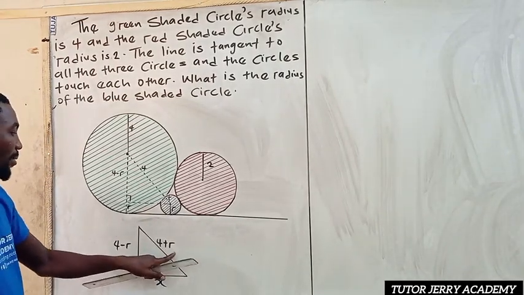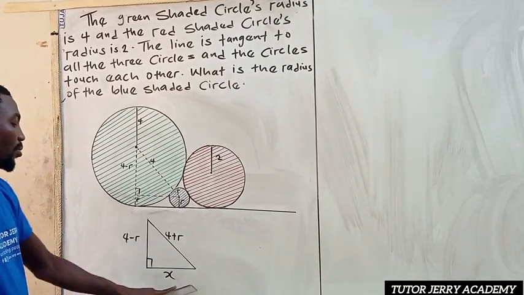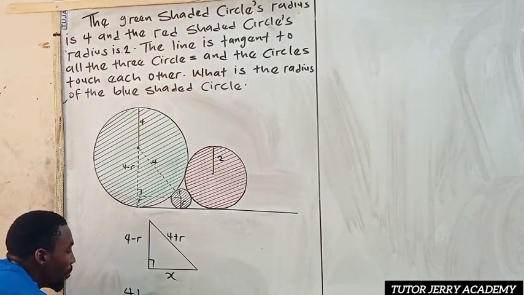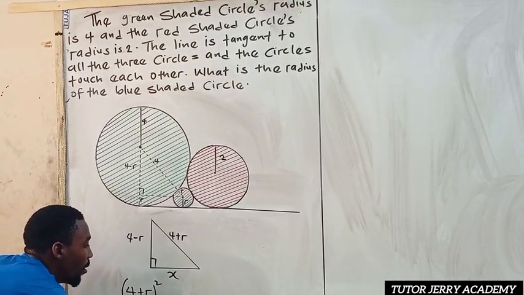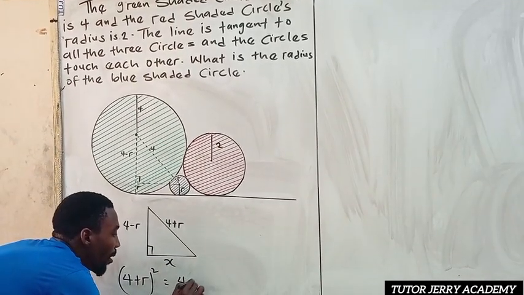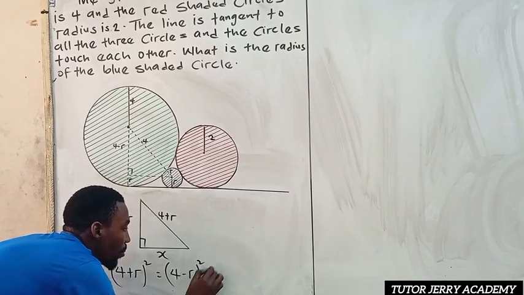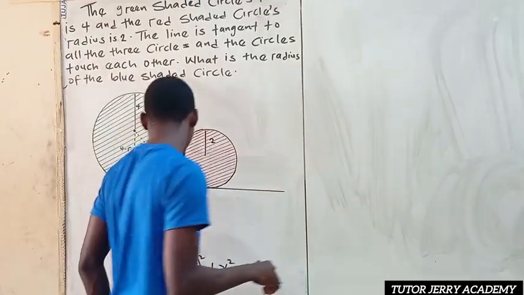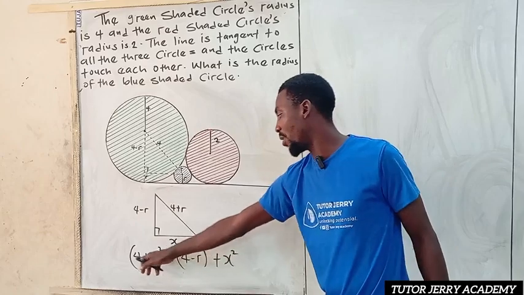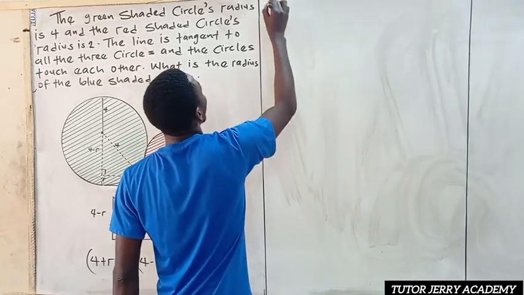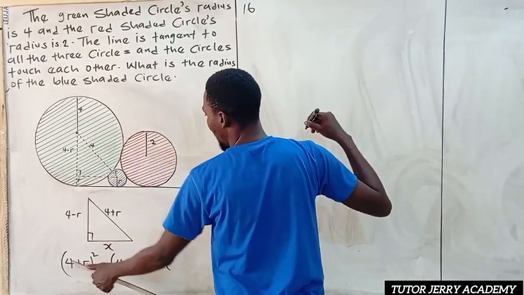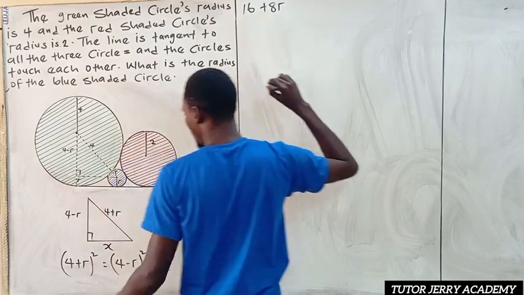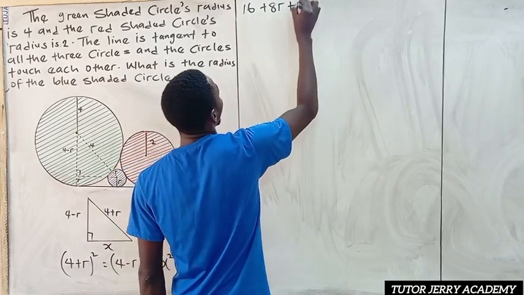We apply our Pythagoras theorem here. We are going to have the hypotenuse squared to be equal to the sum of the 2 other sides, provided that they are all squared. So we are going to have (4 plus R) all squared equal to (4 minus R) all squared plus X squared. All right. So if we expand this using our shortcut, we put our square on 4, we are going to have 16. Then 4 times R multiplied by 2, that is plus 8R. Then if you put your square on R, you are going to have R squared.